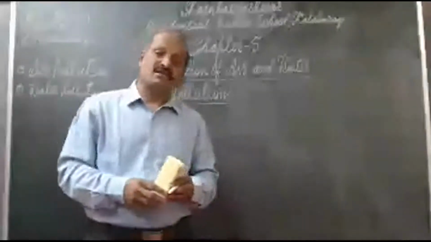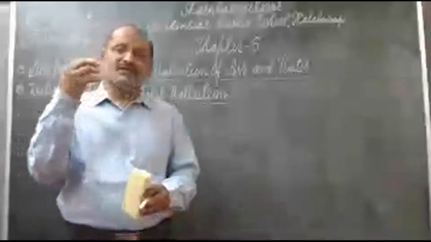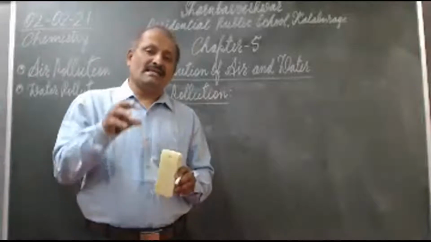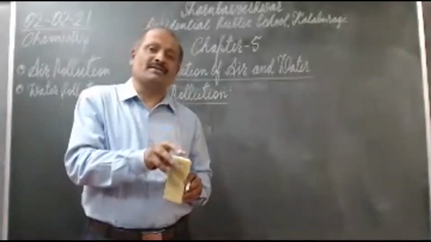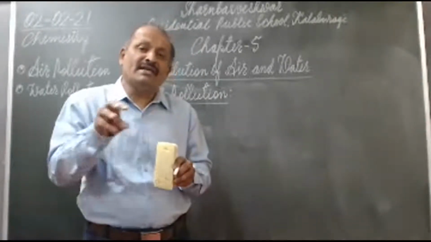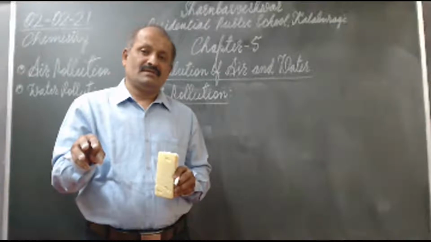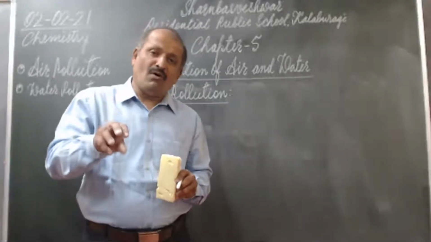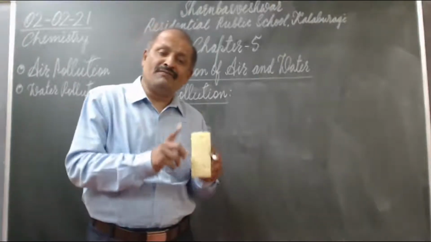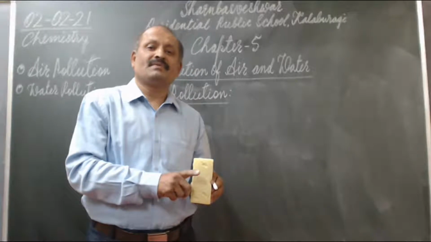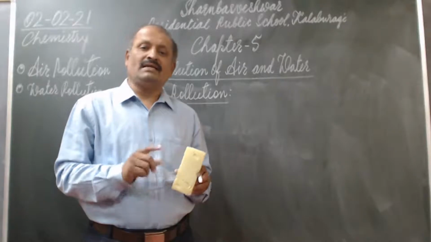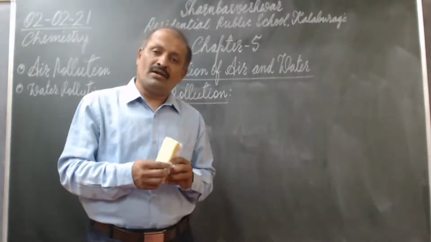So, my dear students, you should try to learn the definition of water pollution. Water pollution is defined as the contamination of bodies of water with unwanted things in the water that also have a harmful effect upon living things and non-living things also. So this is what we say water pollution.